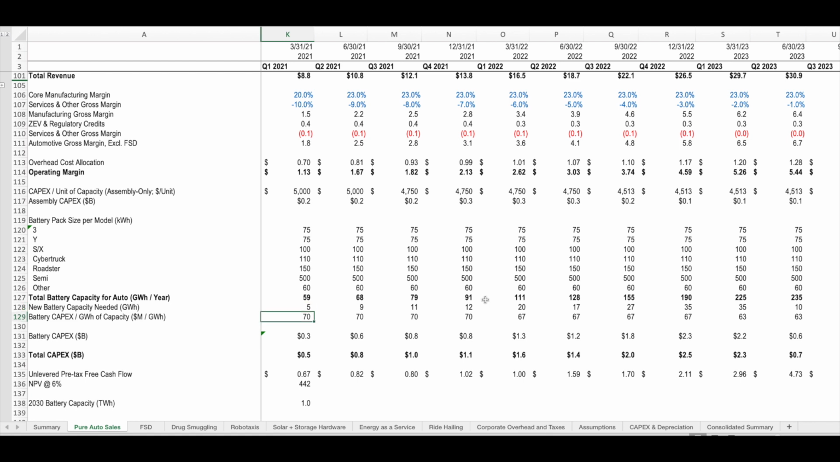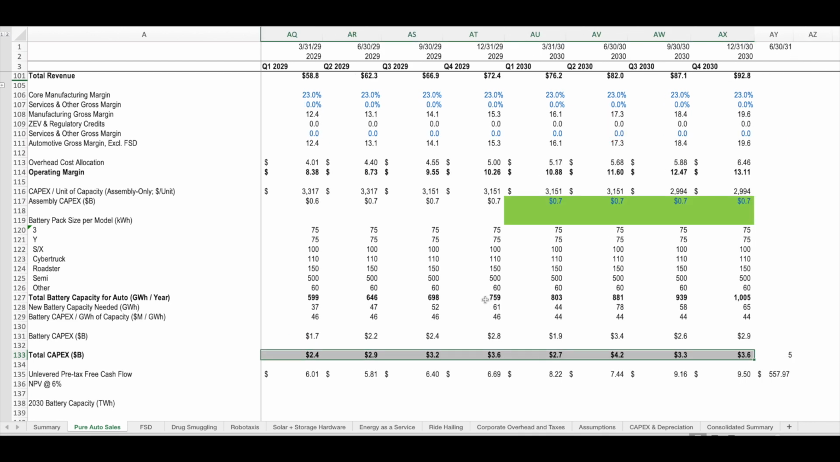Adding in the total assembly CapEx with the battery CapEx, we get a total CapEx number that is applicable to the pure automotive hardware sales side. This is a number that I do think has been underestimated by many Tesla bulls within the community. Over the period of 2021 through 2030, I'm projecting that total CapEx for automotive hardware will reach $63 billion.